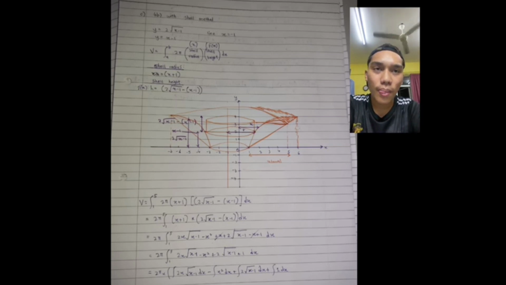To use shell method, we must first find the shell radius as we use in the formula. The formula is V equal to integrate from a to b of 2 pi shell radius shell height dx. The shell radius in this question is x plus 1 and the shell height is 2 square root x minus 1 minus (x minus 1), and that's all in brackets is the shell height. That is the answer for now.